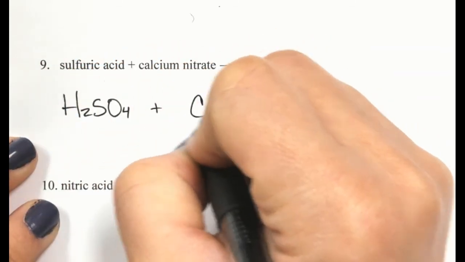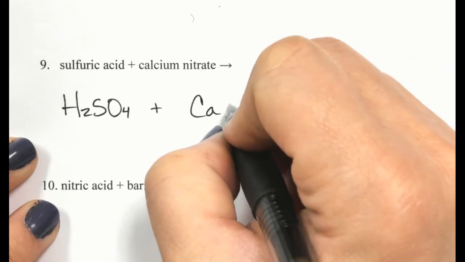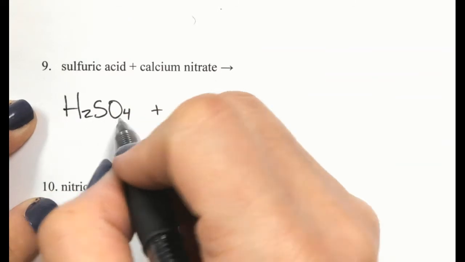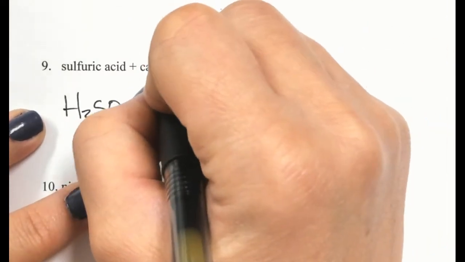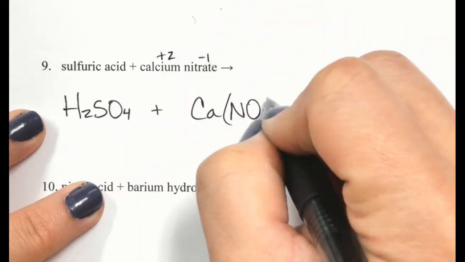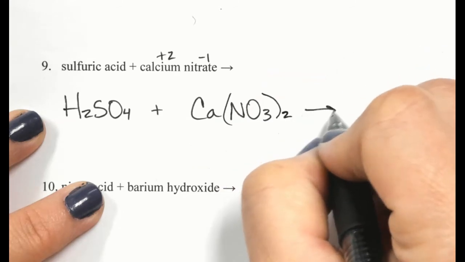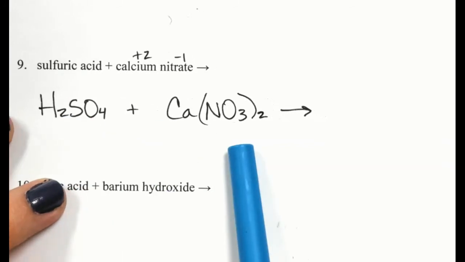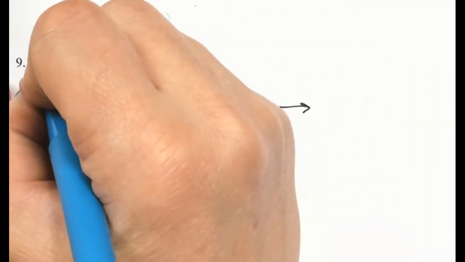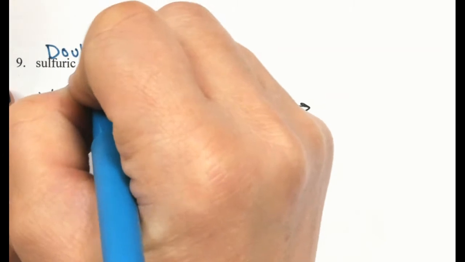9. Sulfuric acid is H2SO4 plus calcium nitrate is going to be CaNO3. So the sulfuric acid, you would just be told what that is. But for calcium nitrate, we have to balance the charges, and it's +2, -1. Crisscross puts a 1 here and then a 2 here, and that would translate our reactants. So what kind of reaction is this? You have 2 compounds, so this is going to be a double replacement reaction.